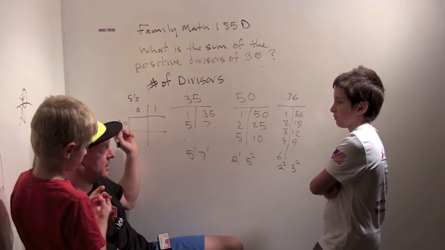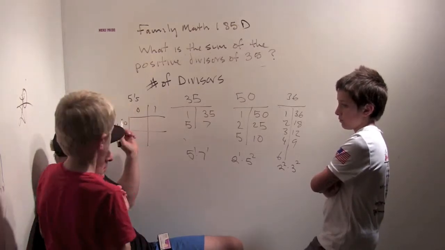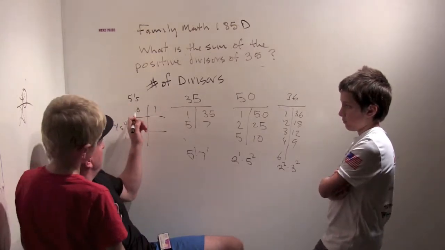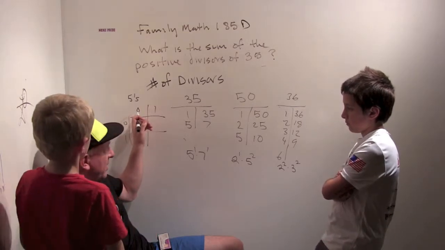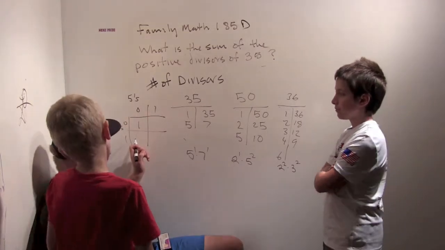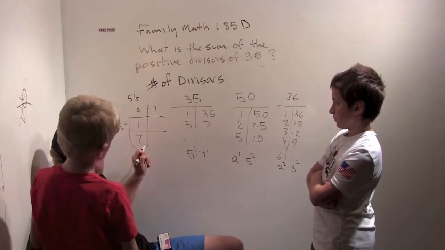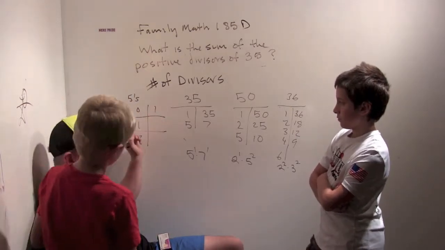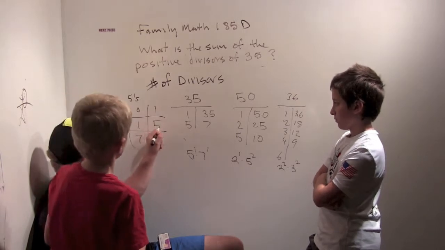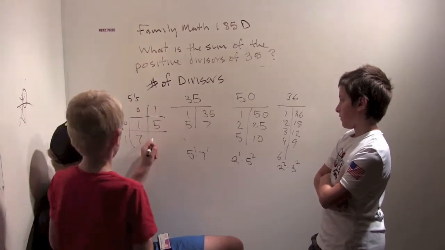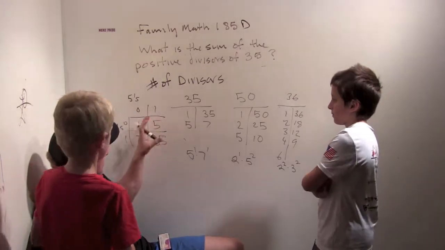If I have no 5s and no 7s, in other words, 5 to the 0 and 7 to the 0, what do I get? 1. If I have 5 to the 0 power and 7 to the 1, what do I get? 7. One 5 and no 7s? 5. One 5, one 7? 35. So there's our divisors, and that's how we got 4 of them.